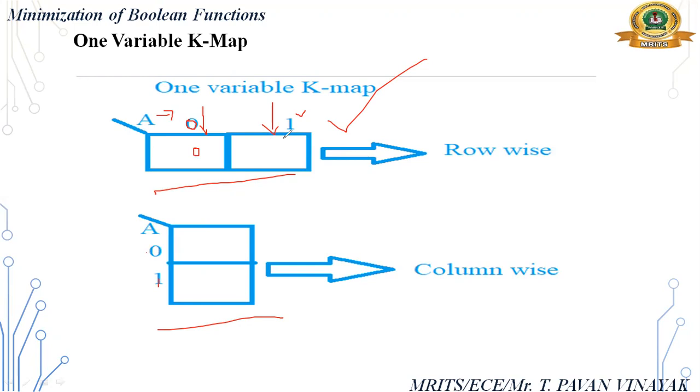Next, this one has the 0th index and the first index. Suppose I am using this variable for SOP, a K-map for SOP. For SOP, 0 indicates A bar and 1 indicates A. Suppose I am using POS: 0 indicates A and 1 indicates A bar. Remember these things based on SOP and POS.